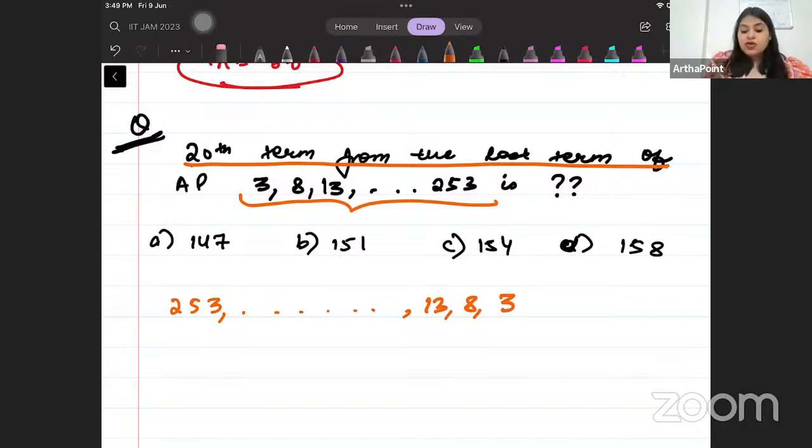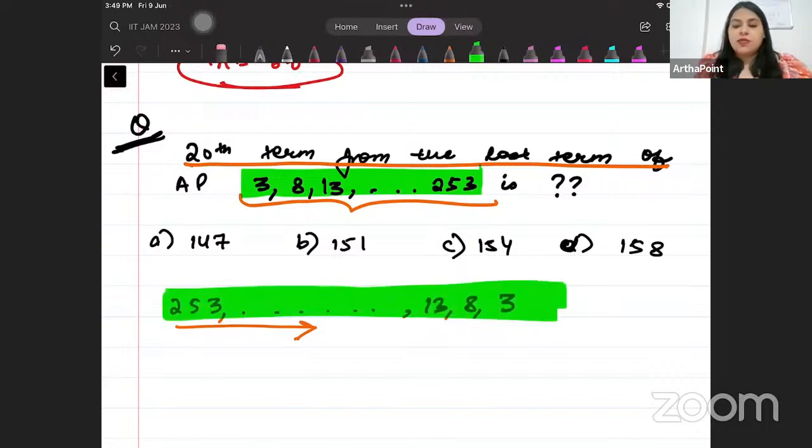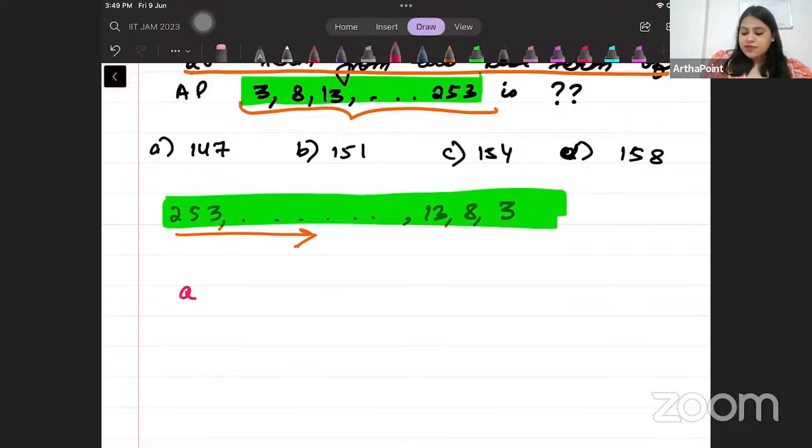Now, instead of finding the 20th term from the last, I can find the 20th term from the first, because I have reversed the AP. So instead of finding the 20th term from the last, for this AP, I reverted this AP. So now I have to find the 20th term from the first. So beta, now the first term will be 253.